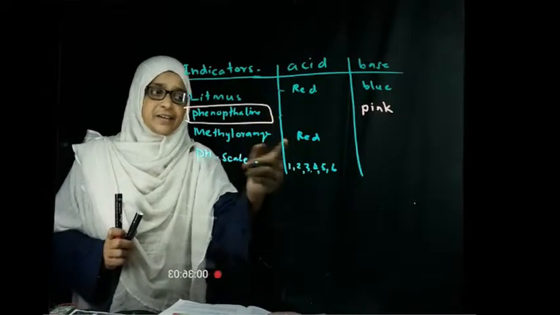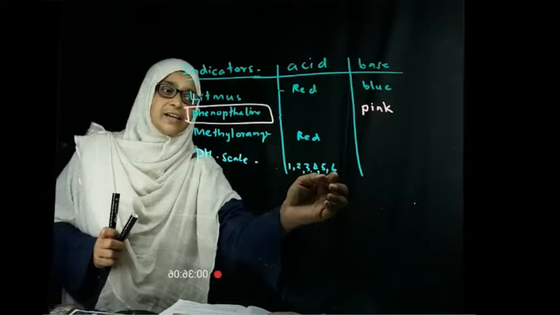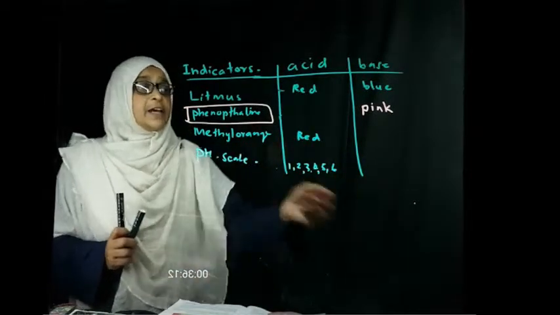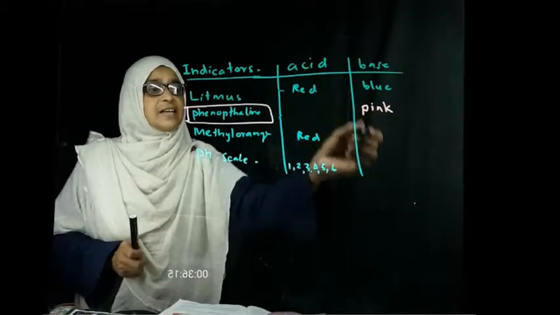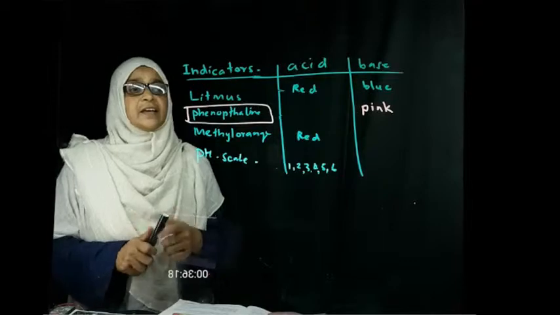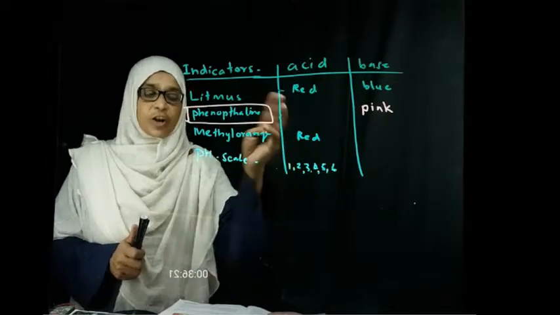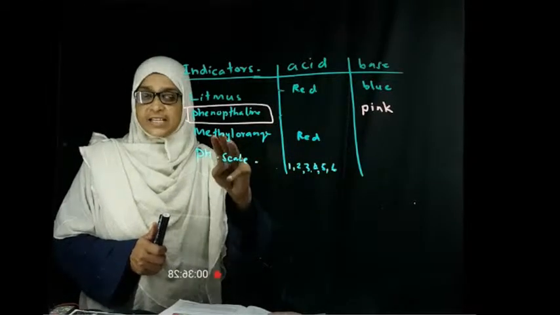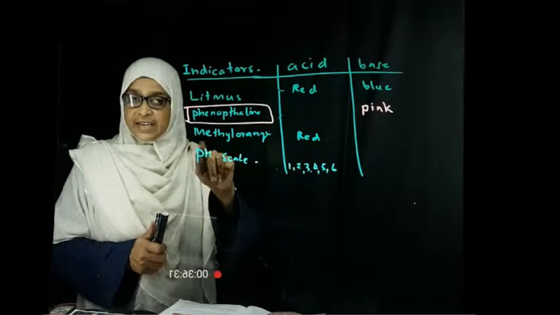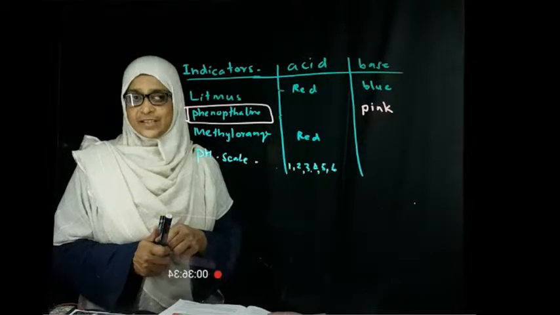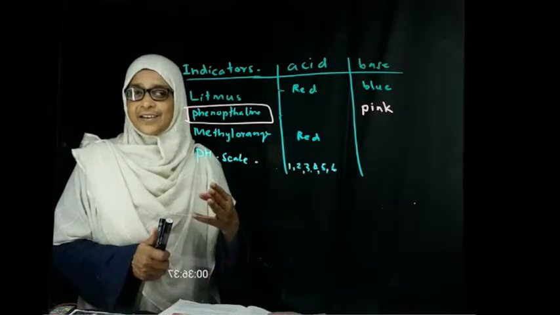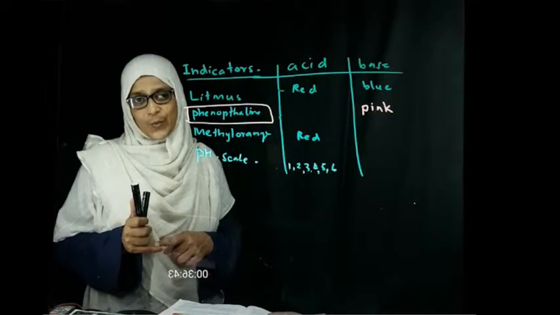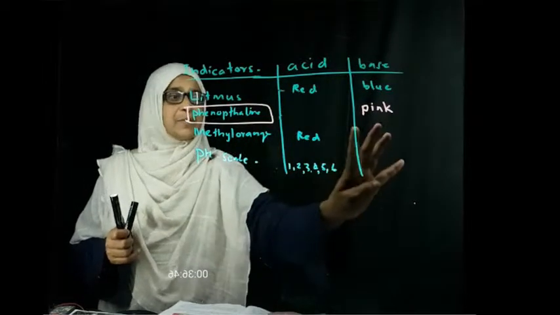Red, then decreasing color, like yellow, like that. Okay. Then this side will be red, methyl orange. Orange is a mixture of red and yellow. Okay. So, methyl orange is in the middle.